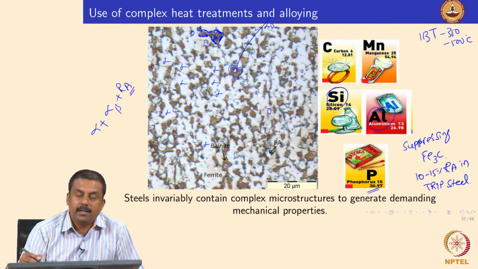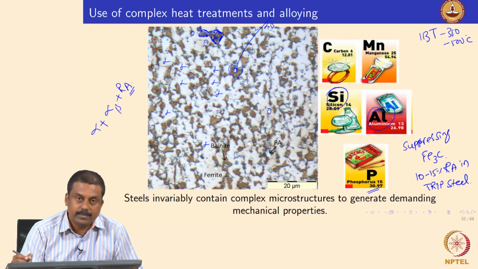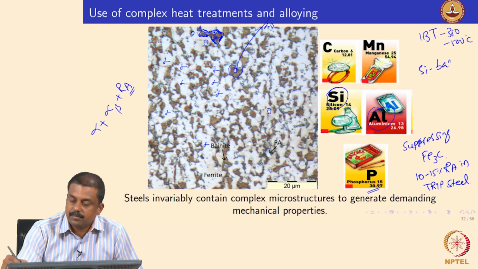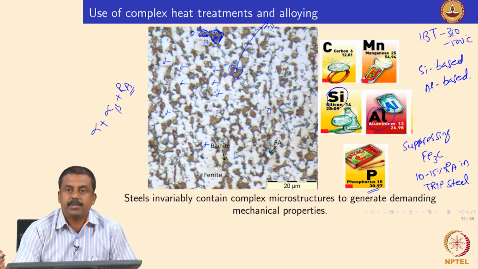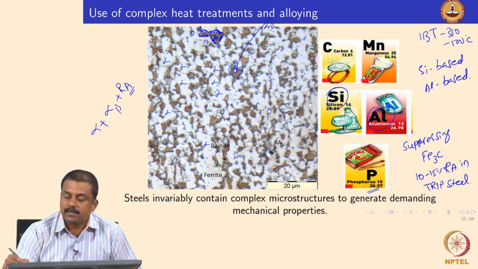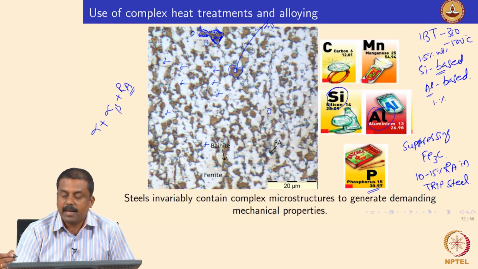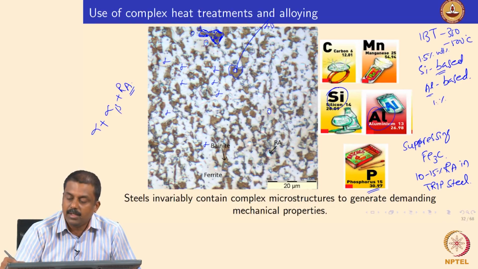Okay. There are some inherent problems with the addition of silicon and aluminum in a large amount. Generally, conventional TRIP steels can be classified in two ways: silicon based or aluminum based TRIP steels. Roughly, if you look at silicon based TRIP steels, the silicon concentration generally goes up to 1.5 weight%, and in aluminum based TRIP steels, the aluminum concentration goes up to not more than 1%, a maximum of about 1.1. So not more than that.